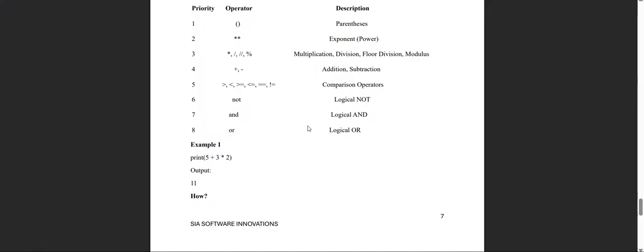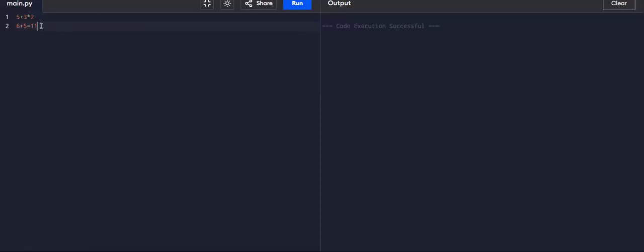Next, multiplication, division, float division and modulus. This has priority number 3. Let us see an example for this. So if I have 10 plus 4 into 2.